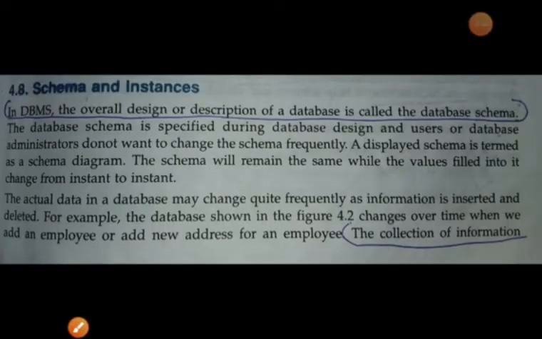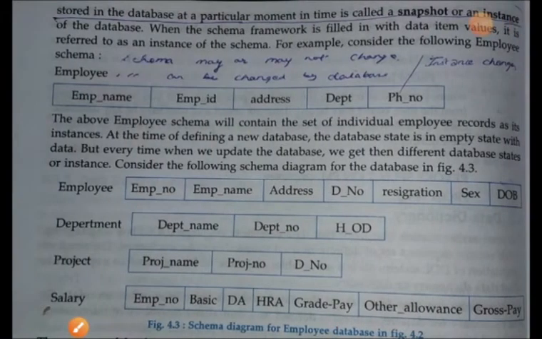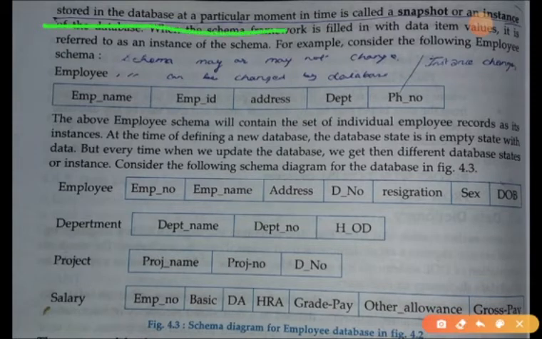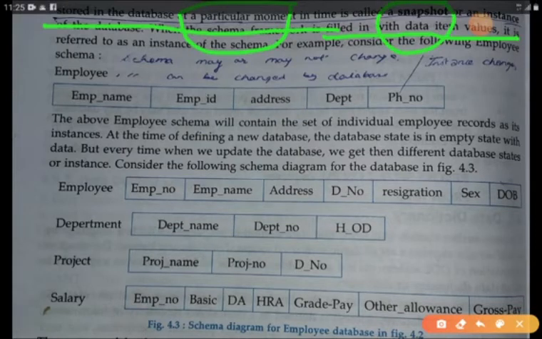So now the next is instances. What do I mean by this instance? Instance is the collection of information stored in the database at a particular moment in time. It is called a snapshot or an instance. So what is an instance? It is a collection of information stored in the database at a particular moment, at some one time. So it is known as snapshot or instances.